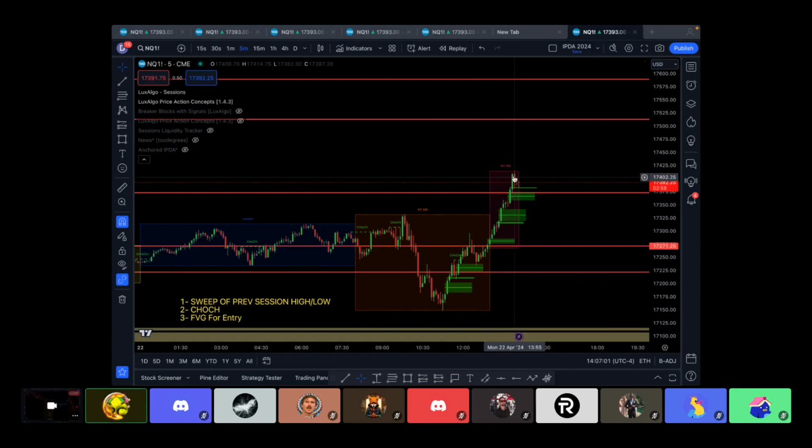Okay, here to get a CHoCH, we have to form a swing low. Do we have any swing low from here to here? No, this is the first one. It's too far away. So what do you think the market is going to do? The market is going to chill here, like it did here. It will drop instantly, form a swing low, go up, then drop again. It will generate the swing low here.